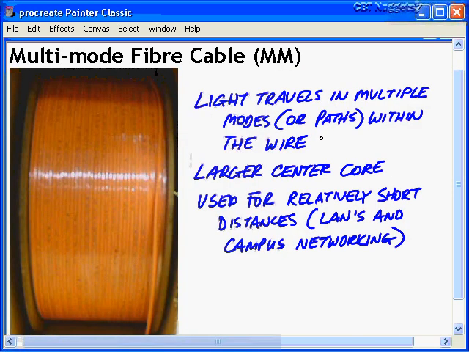Multi-mode fiber, and here's a reel of it, is called multi-mode because the light travels in multiple modes or paths within the wire, multiple light streams. It has a larger center core than single-mode fiber, and you're going to see multi-mode fiber used for relatively short distances. You're going to see multi-mode fiber used very commonly for fast Ethernet LANs, gigabit Ethernet local area networks, and campus networking. That's multi-mode fiber.